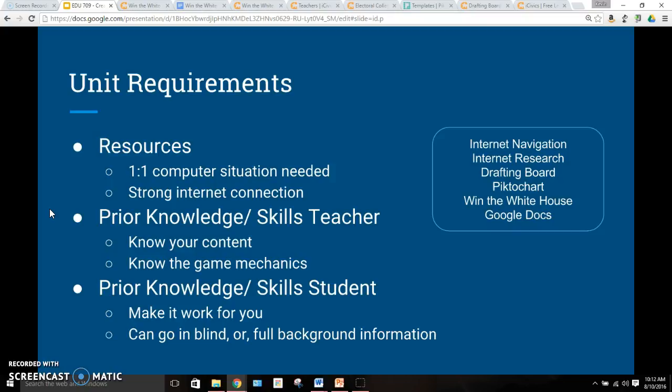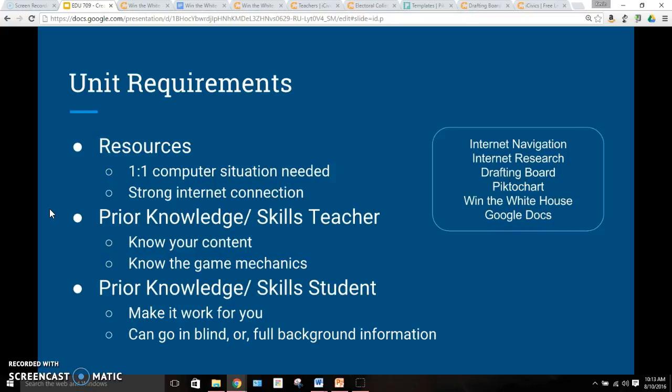Prior knowledge for the teacher: we're using a lot of different websites, and it's very advantageous if you as the teacher really know how they work and how to use them, because if you've ever tried to use 30 computers in a classroom, students always manage to find some way to get to a screen you've never seen before, and it's always helpful to actually know how the mechanics of the game or the writing creator actually work.